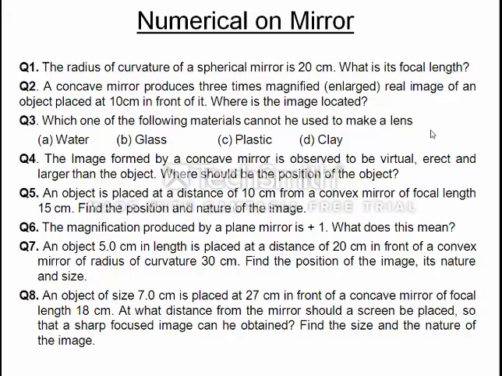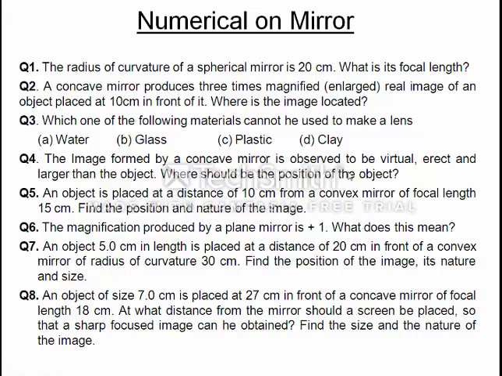Second thing, in my last video lecture I have given you some numericals. So today I will explain all the numericals one by one to you. The first numerical is: the radius of curvature of a spherical mirror is 20 cm. What is its focal length?